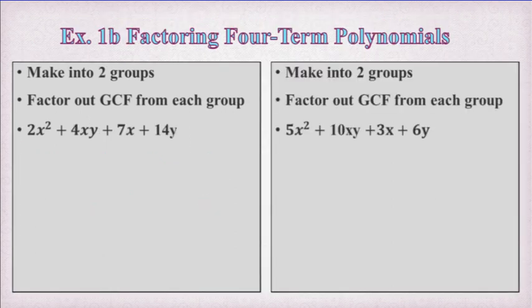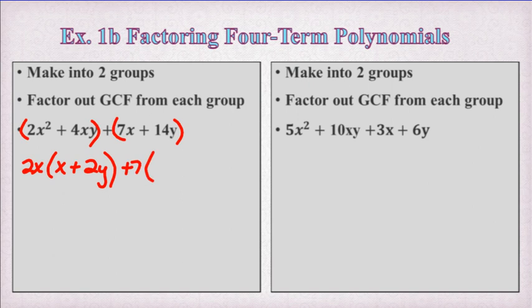Second problem. Factor out the greatest common factor from each group. So again, these first two form one binomial, the second two form the other. I can factor out a 2x. That leaves me with an x plus 2y. On the other side, I can factor out a positive 7, and that leaves me with an x plus 2y. Again, my parentheses are the same, so that's in one of my answers. So x plus 2y times 2x plus 7.